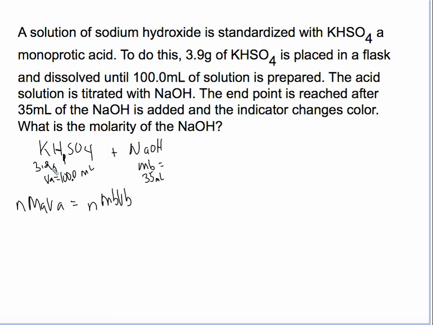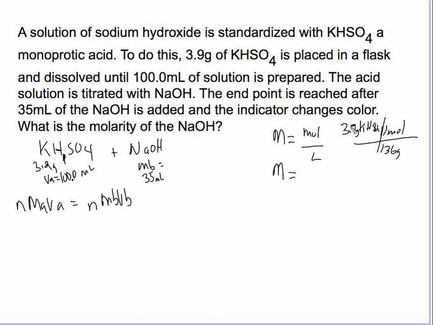Now the problem is we don't have the molarity of this acid, but we have the grams and we have the volume. So what we can do is get the molarity by taking the moles divided by the liters. First we're going to have to figure out the moles, which if you take 3.9 grams KHSO4, you can change it to moles by using the molar mass. So 1 mole of that will equal about 136 grams.